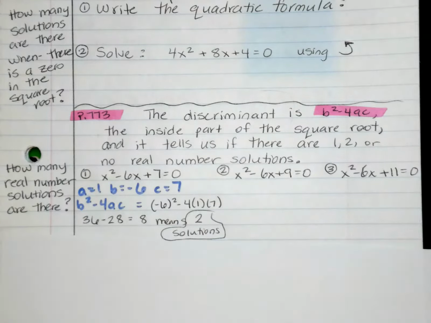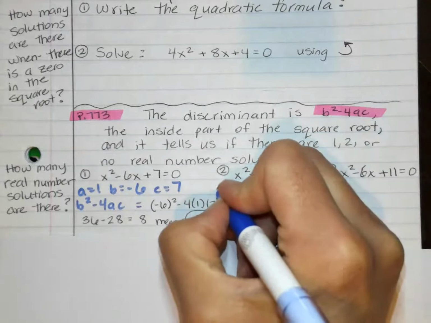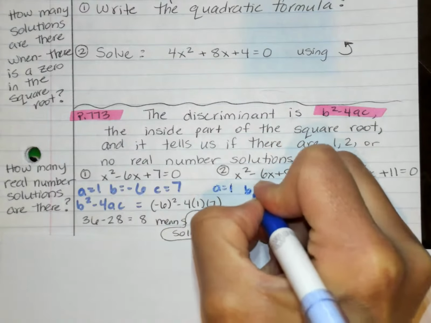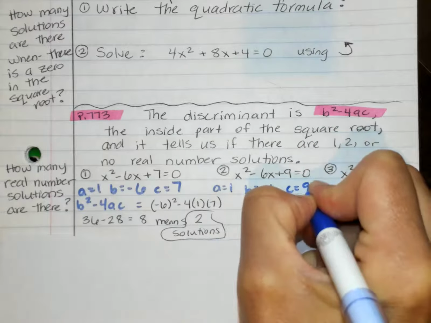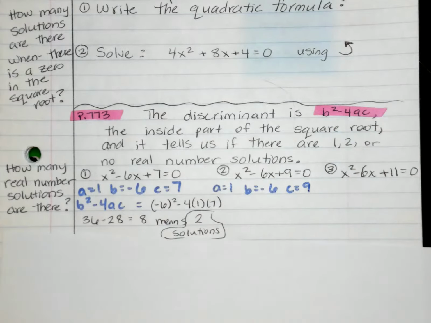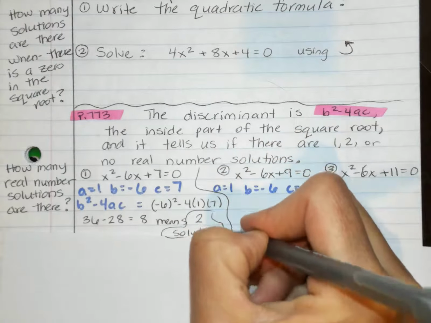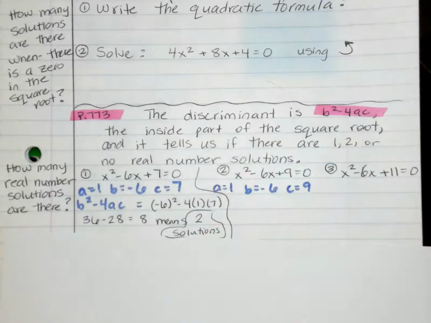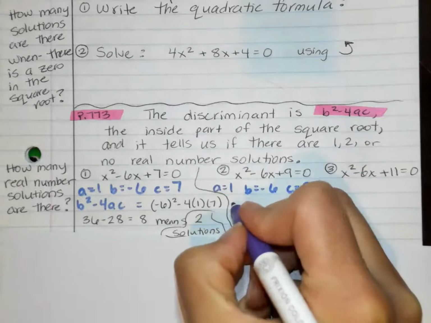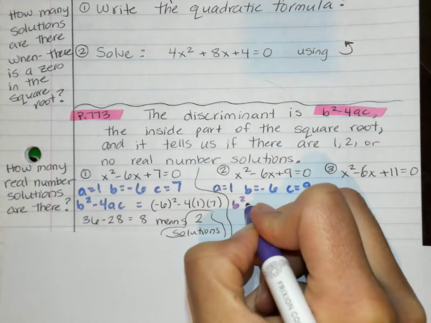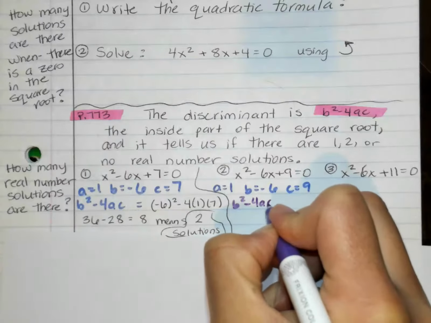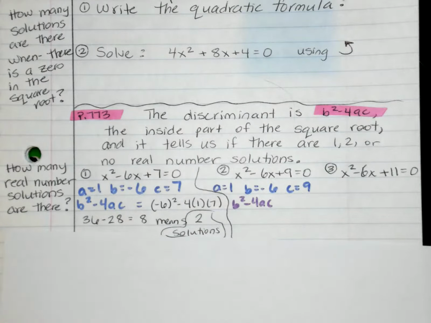X squared minus 6x plus 9 equals 0. As always, it has to be equal to 0 for you to find your A, your B, and your C values. Right, and then I'm going to go ahead and plug that into b squared minus 4ac. That's the discriminant. It's the inside of the square root part. B squared minus 4ac. And calculate it.